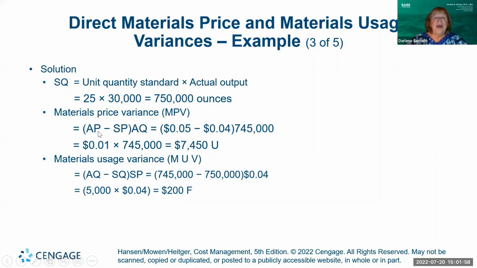The actual price paid was 5 cents per ounce. The standard from that standard cost sheet was 4 cents per ounce times the AQ used of 750,000 ounces gives us, first of all, unfavorable because 5 is greater than 4. The dollar amount of the unfavorable variance is 7,450 unfavorable.